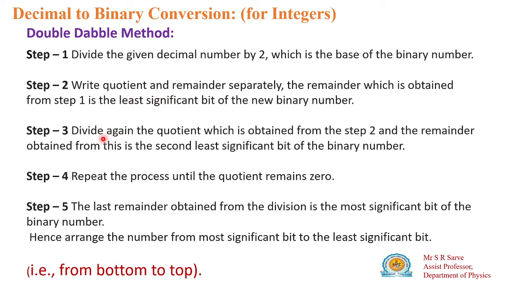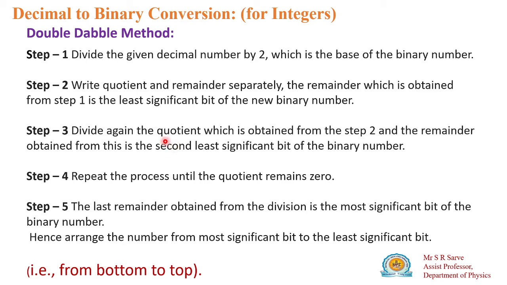So in this way, and the quotient which is obtained, next क्या करना है अपने को? फिर डिवाइड द क्वोशंट. जो भी क्वोशंट स्टेप 1 में से आएगा उसको अगेन डिवाइड करना है. Divide again the quotient which is obtained from the step 2. ओके, जो अपन ने सेपरेट लिया था क्वोशंट और रिमाइंडर, उसको फिर से डिवाइड करना है 2 से, and the remainder obtained is the second least significant bit. फिर उसके बाद का जो बाइनरी नंबर आएगा वो रिमाइंडर में से आएगा अपना.